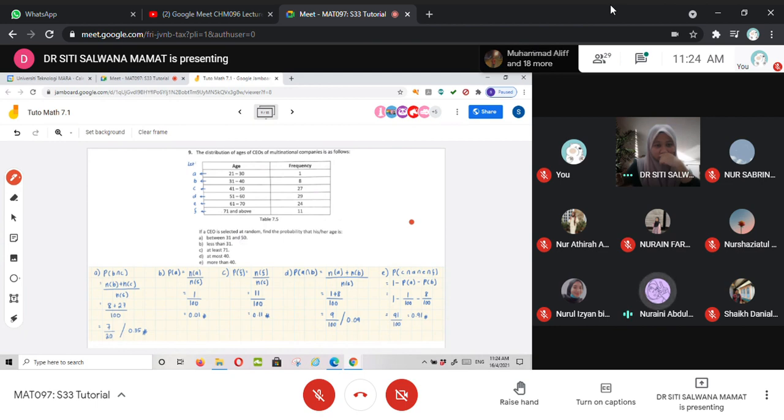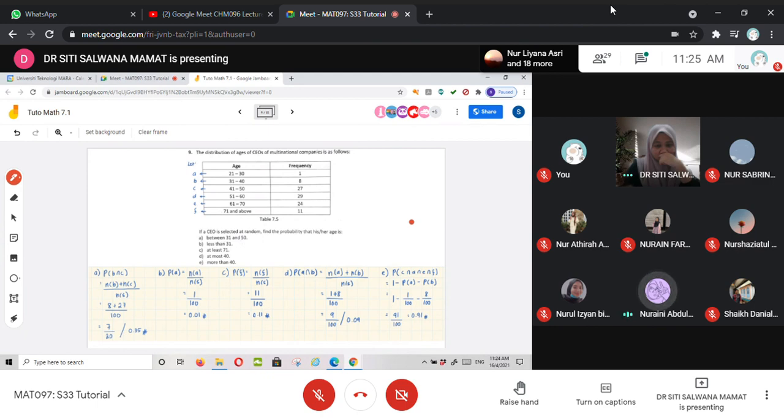For C, it asks for at least 71. So it means 71 and above. So from here, we know it's only F. So PF is equal to NF over NS, which will equal to 0.11. And for D, at most 40. So it means 40 and above.